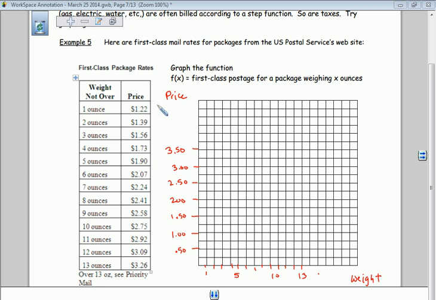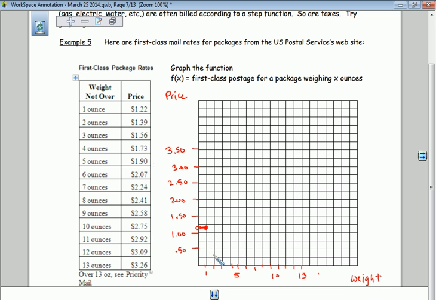Could my envelope weigh 0? No. So would it be a closed or open circle? Open. And we know from that to 1 ounce, it's going to be $1.22. So I need an open circle right here, and everything in this weight range would cost the same amount. Does it include 1 ounce? Yes. So open or closed? Closed.